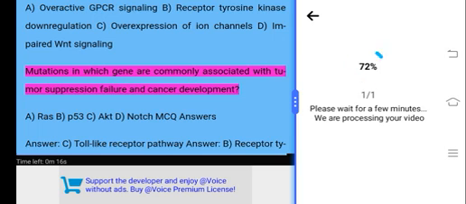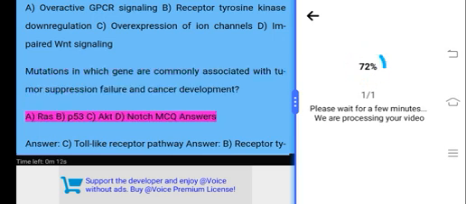Mutations in which gene are commonly associated with tumor suppression failure and cancer development? A. ROS1, B. P53, C. AKT, D. Notch. MCQ answers.